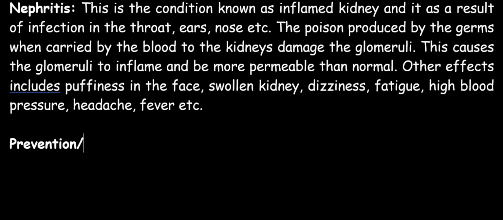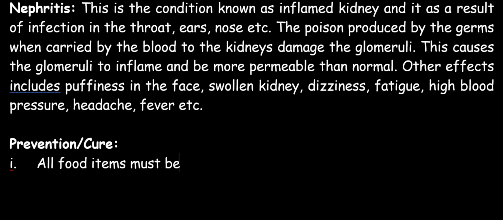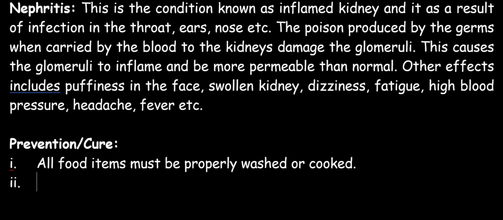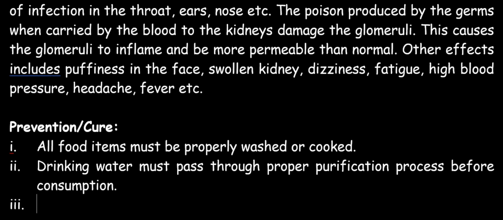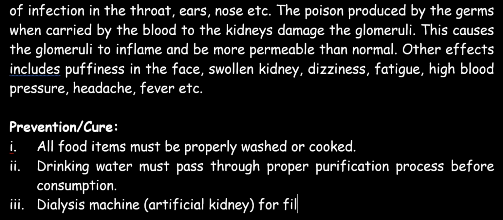This condition known as nephritis can be prevented and cured. So now let's look at the prevention and cure. Number one, all food items must be properly cooked and washed. That is, we must wash food items properly and we must cook them properly. The second prevention and cure is that drinking water must pass through a proper purification process before consumption. And thirdly, a dialysis machine, also known as artificial kidney, for filtering out waste could be used by a professional.